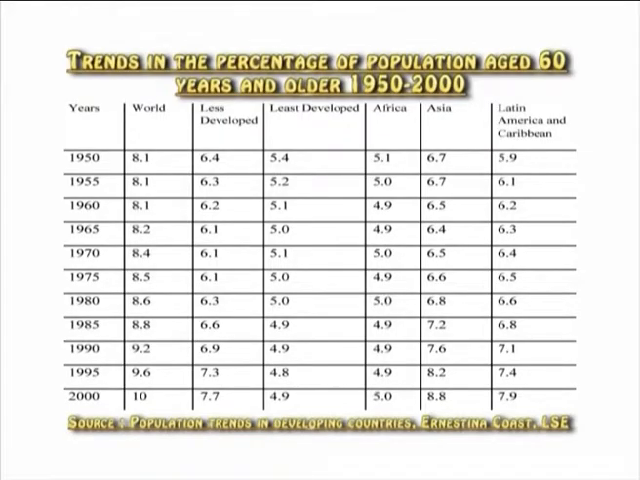Table 3 shows the changing patterns of the old population aged 60 years and over across the years given. For the world, this proportion has risen from 8.1 to 10 between 1950 and 2000. For the less developed regions, it increased from 6.4 to 7.7 during the same period. For the least developed regions, this percentage declined from 5.4 to 4.9 across the two time periods.